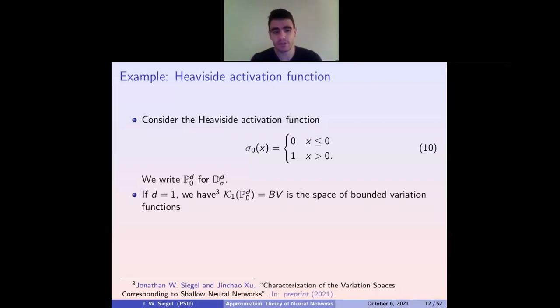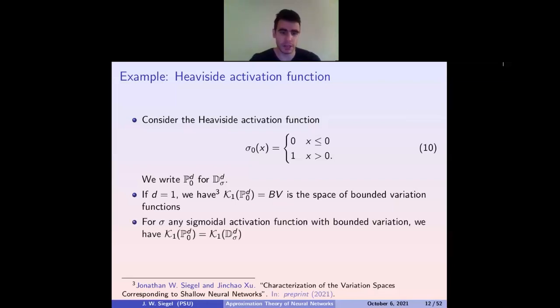So if d equals 1, this just corresponds exactly to shifts of the Heaviside function. If I take shifts of the Heaviside function, look at all possible shifts on some interval, and take the convex hull of that, it turns out you get exactly the space BV of bounded variation functions. And moreover, if I replace this Heaviside activation function by a smooth sigmoidal function, so if I smooth out this Heaviside, then it turns out we'll get the same space.